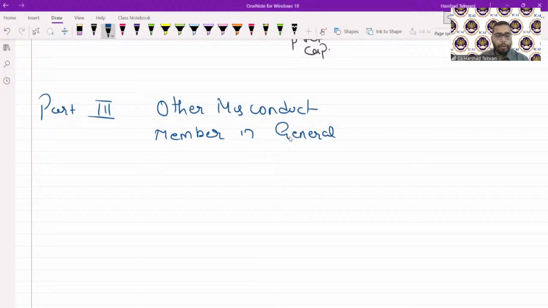Now what it talks about, there is only one thing in this particular part. It talks about a member of the institute, whether in practice or not, who will be deemed guilty of other misconduct. Remember, till now, for part 1 and part 2, I was using the word professional misconduct. But now I will be using the word other misconduct. The reason is that for the disciplinary action, or the whole procedure, there are bifurcations for professional misconduct and for other misconduct. The penalties are different, the punishments are different.